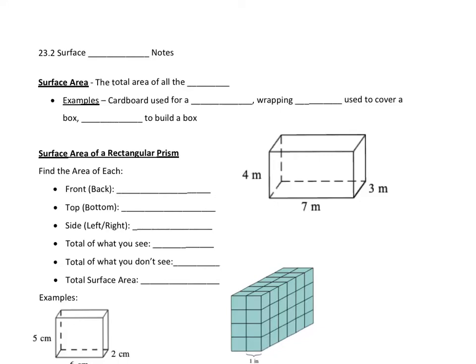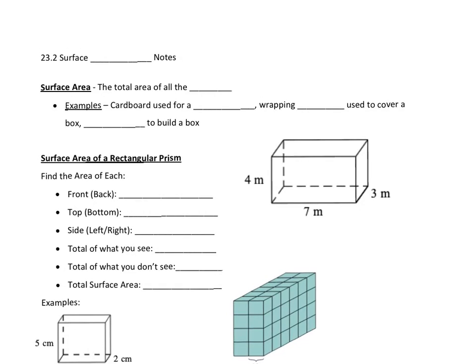All right, let's do some surface area notes today. Make sure we title our notes. So it's the total area of all the sides. Today we're going to mainly deal with a rectangular prism.